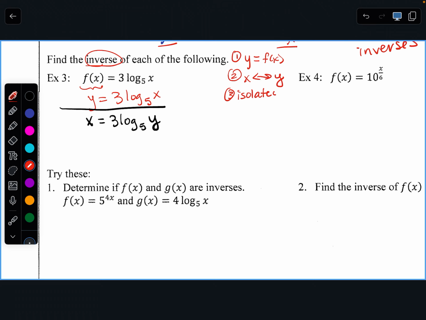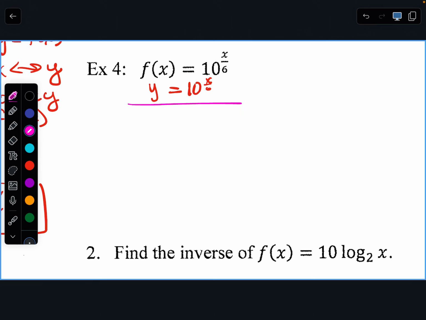So let's do that again on example number 4. So again, we're going to replace this with y equals 10 to the x over 6. Now to find the inverse, we're going to swap x and y. And now we're going to isolate y. So in order to get this y out of the exponent, we do need to take the log of both sides. So we're going to take the log base 10 of both sides because that will cancel out that 10. So I'm left with log base 10 of x equals y over 6.